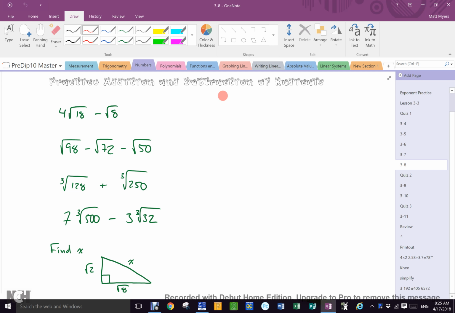If they are to add or subtract, the radicands must be the same, which means I must change what the radicands look like. How do I change what the radicands look like? You just did it 3 times. You simplify, right? What's this?